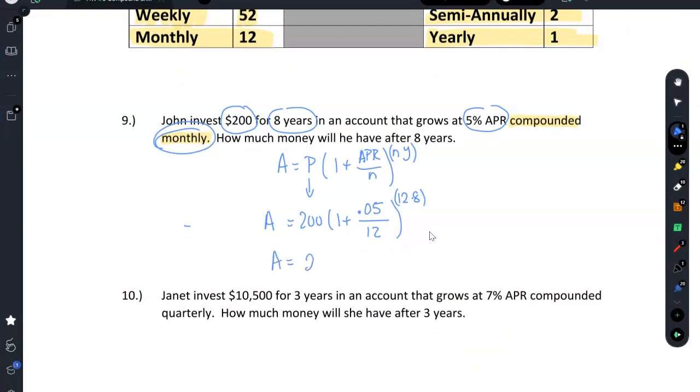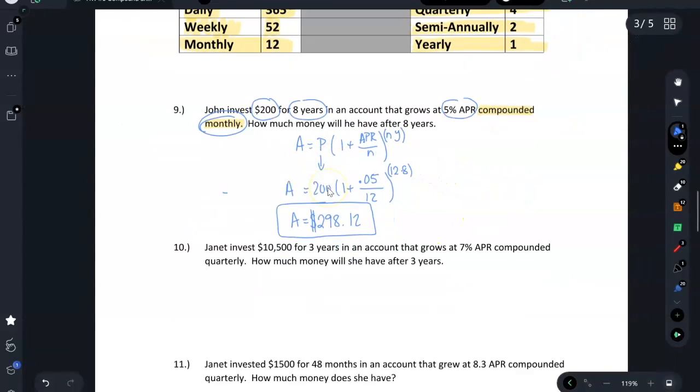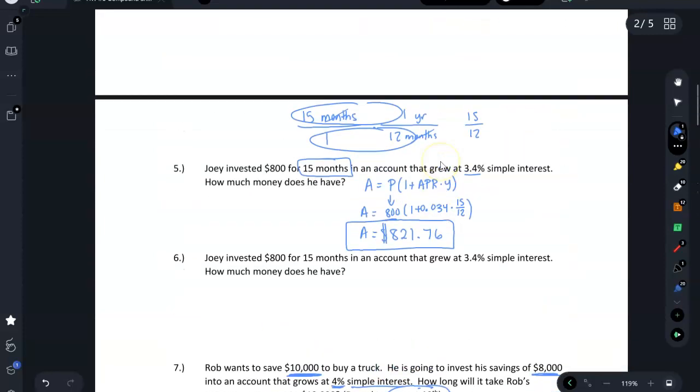A equals $298.12 would be the amount if it was compounded at 5% monthly. So really quick, one thing I want to show you, if we look at this, this was $200 for 8 years at 5% interest.